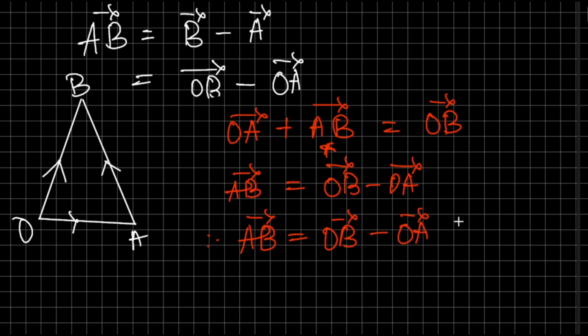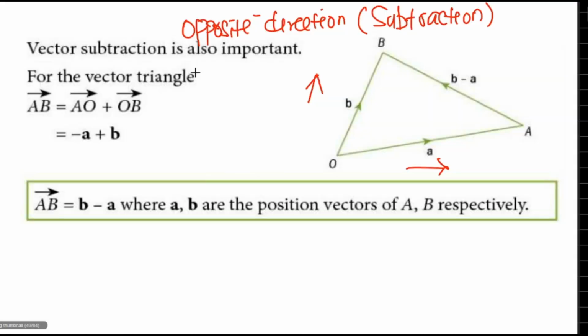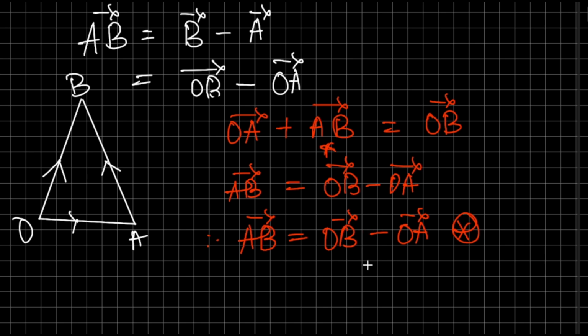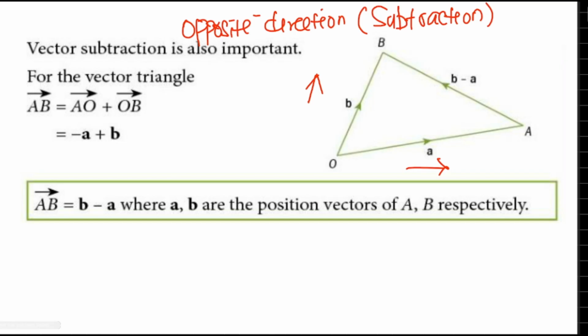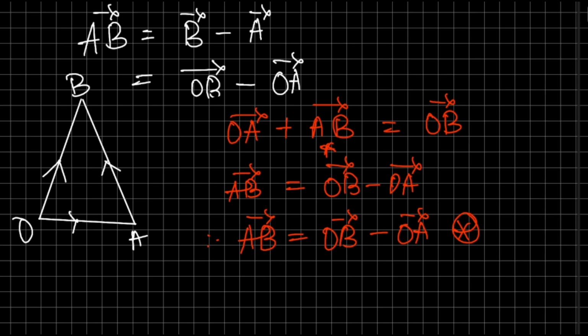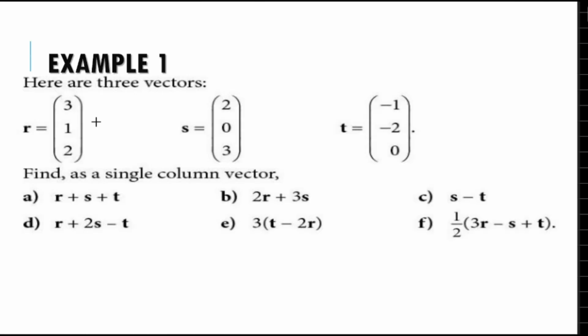This is called vector subtraction, and this is what we are trying to explain here: AB equals AO plus OB, which is minus A plus B, which can also be B minus A. So AB equals B minus A, where A and B are the position vectors of A and B respectively. It follows from the displacement vector. So the displacement vector is an example of vector subtraction.